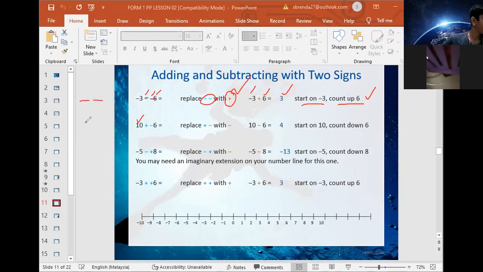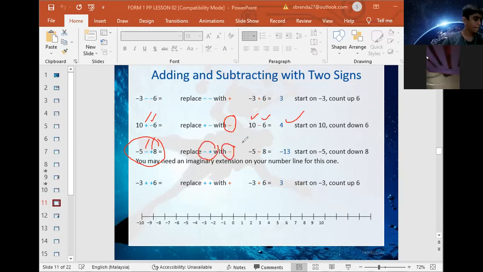Remember, two negatives makes a positive. If it's the same symbol, negative or positive, then it makes a positive symbol. Remember that, okay? But if it's like this, one is positive and the other one is negative, what do you do? You change it to a negative symbol. So it becomes 10 minus 6, answer 4. You see that? Look at this question. -5 minus +8. So there is a negative symbol here. There is a positive symbol here. So you will replace that with a negative symbol. You will end up with -5 minus 8. And that will give you -13.